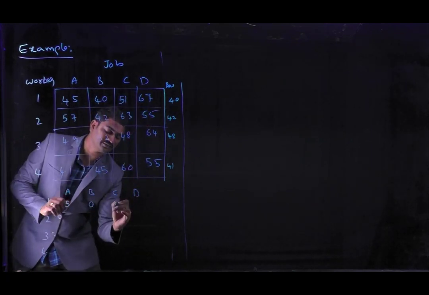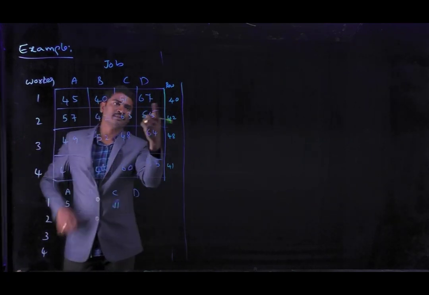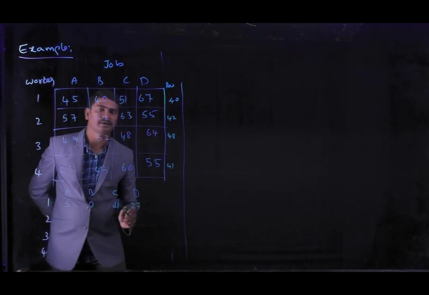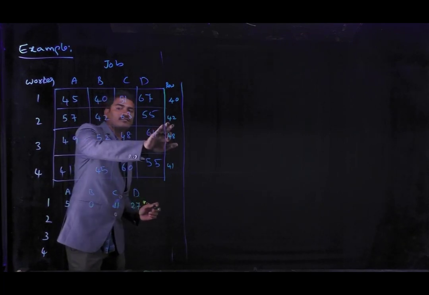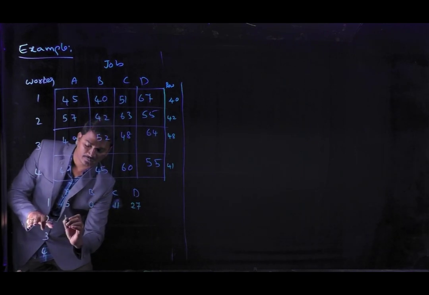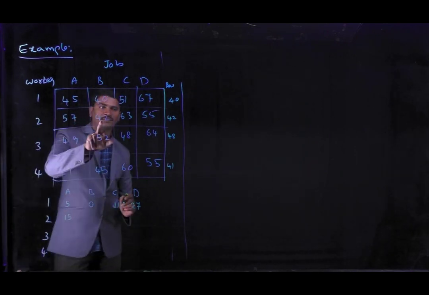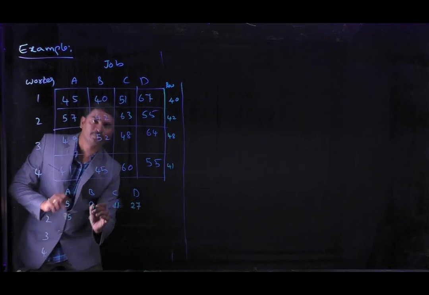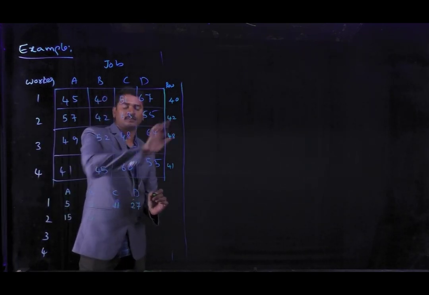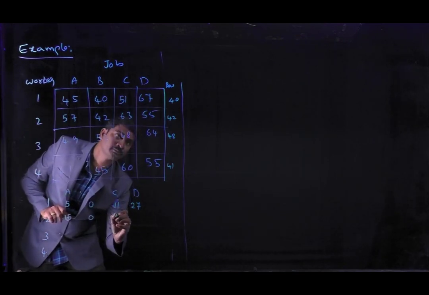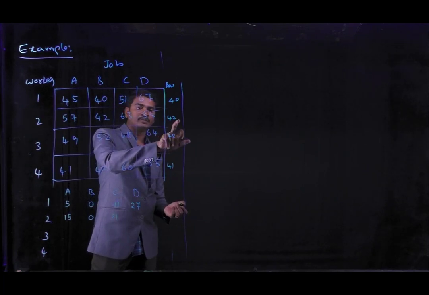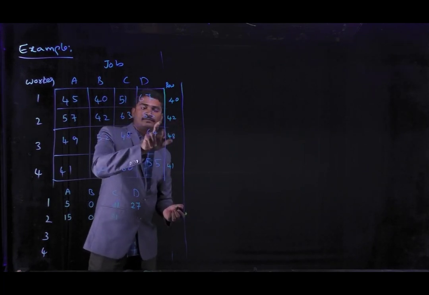51 minus 40 is 11. Next 67 minus 40, that is 27. Next 57 minus 42, here 15. Next 42 minus 42, 0. Next 63 minus 42, 21. Next here 55 minus 42, 13.